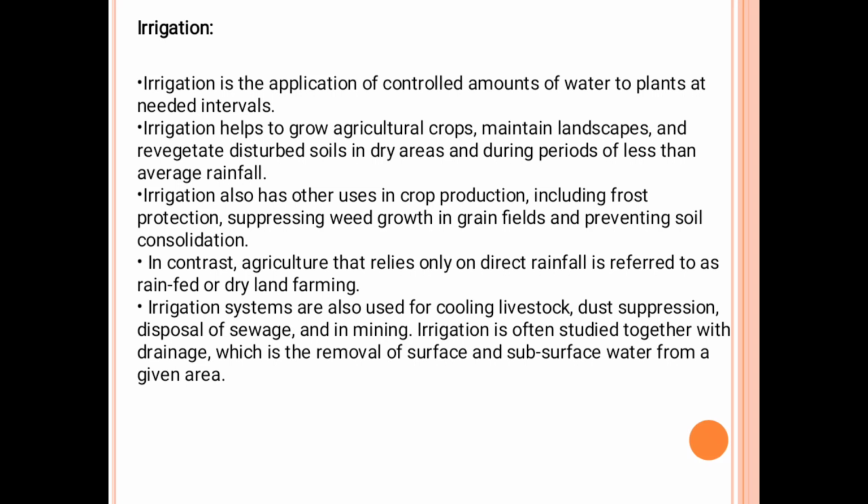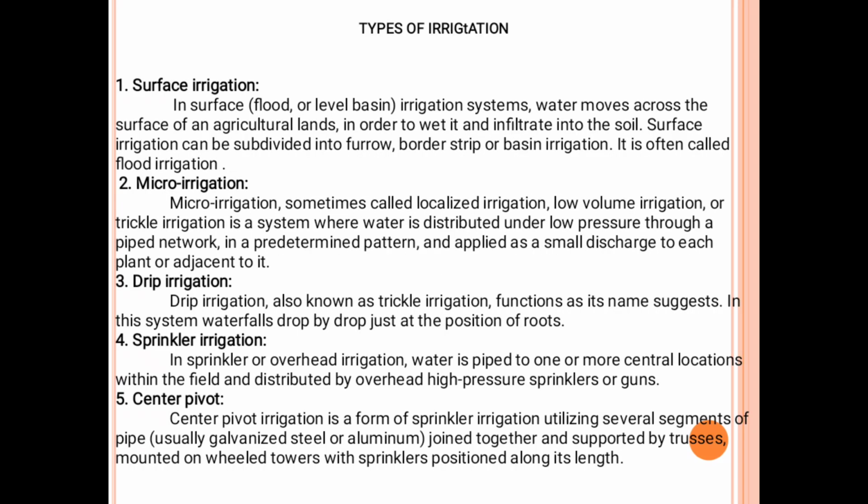In contrast, agriculture that relies only on direct rainfall is referred to as rain-fed or dry land farming. So surface irrigation, micro irrigation, drip irrigation, sprinkler irrigation, central pivot. Surface irrigation means flood irrigation and level basins, which is subdivided into furrows, border strip and basin irrigation.